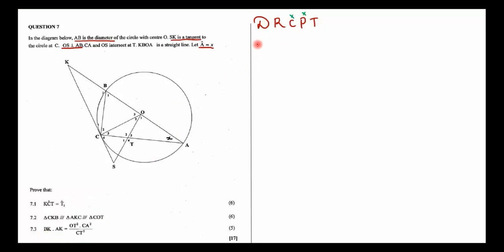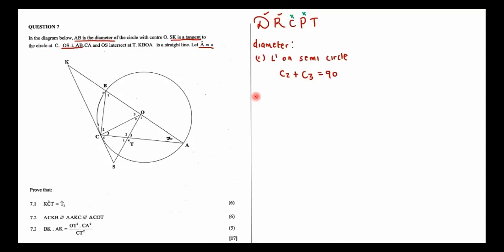So I'm expecting these 3 parts. Firstly, we're going to start with the diameter. What are we expecting from a diameter? Of course, the theorem that says angle on a semicircle. So what would that angle be? Here, this is our diameter AB. You can see that the angle subtended by the diameter is C2 plus C3. So this means that the sum of C2 plus C3 is equal to 90.